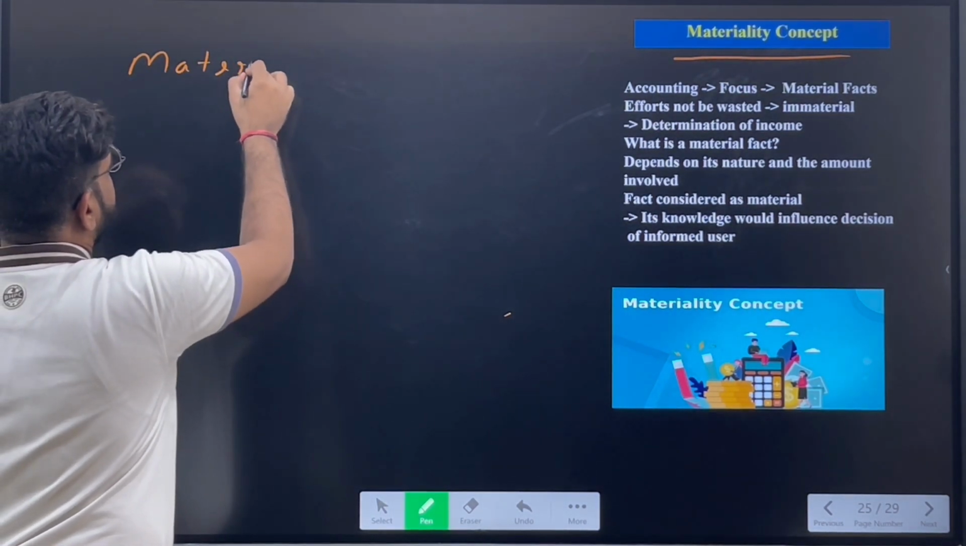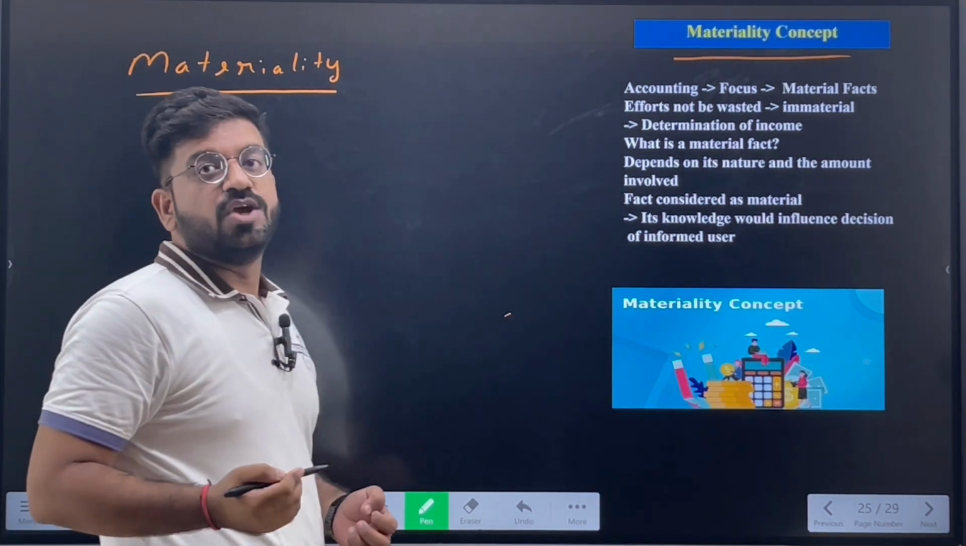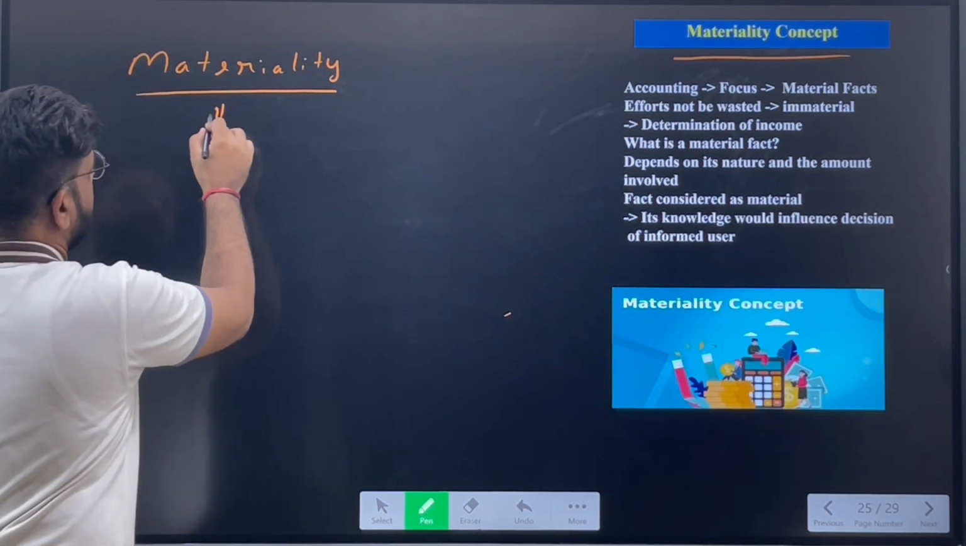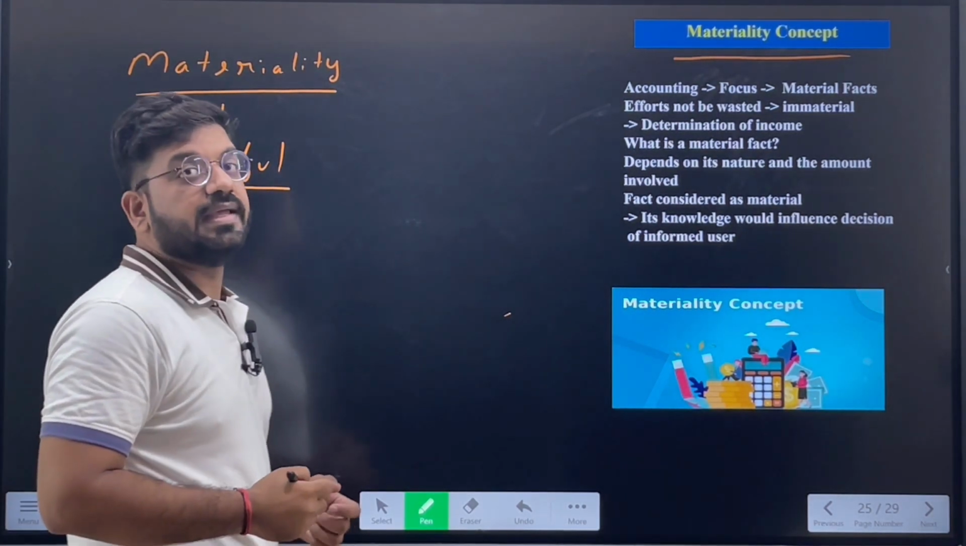Materiality simply means which is specific, which is basically useful. If something is useful, it should be recorded in the books of account. Obviously, you all want to know the information about everything which is material, which is basically useful to you. If it is immaterial, if it is not useful, why will you need to go into the deep part? Obviously, you will not go into the deep part if it is not useful for you.